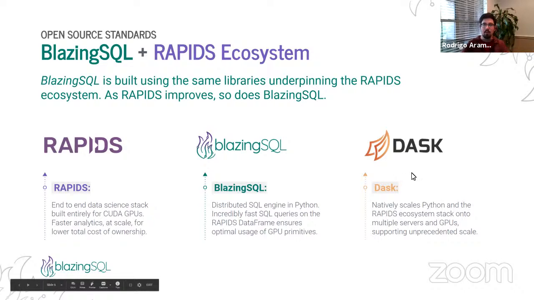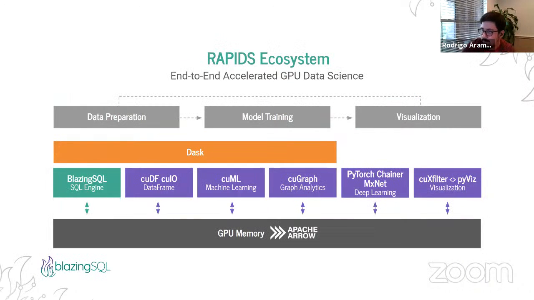And then Dask is what allows us to scale up this entire ecosystem from one GPU to hundreds of GPUs and beyond. Right. I think the largest BlazingSQL cluster that I'm familiar with was about 720 GPUs. And it was actually done on the Summit supercomputer. So that kind of just demonstrates how effectively these systems are at scaling up.